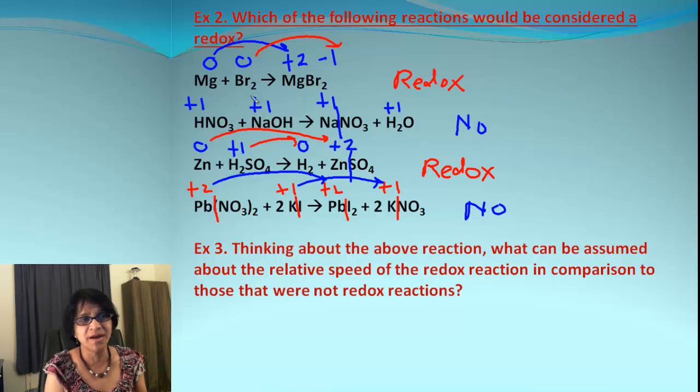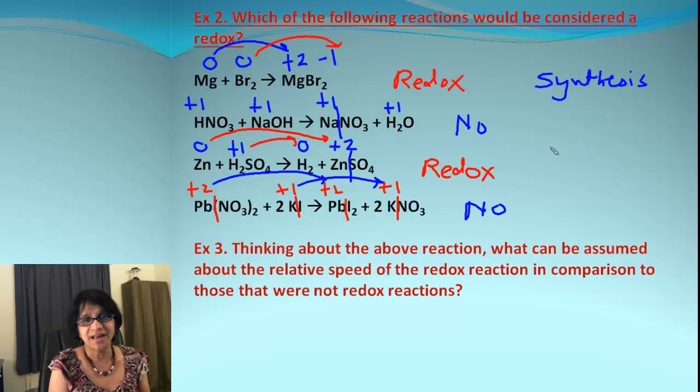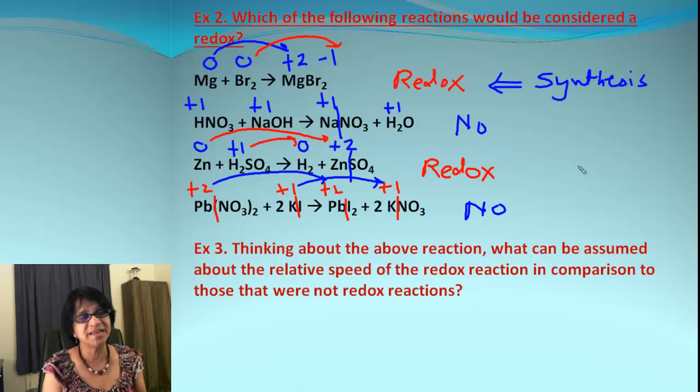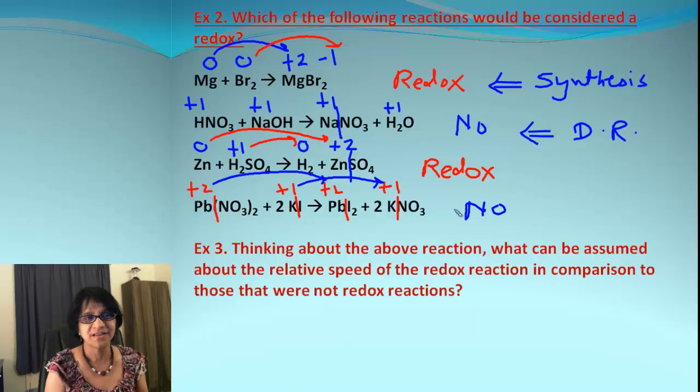It is two elements reacting together to form a compound. So it is synthesis, and synthesis was a redox reaction. The second one is two compounds reacting and forming two different products. So that is a double replacement reaction, and that is not a redox.